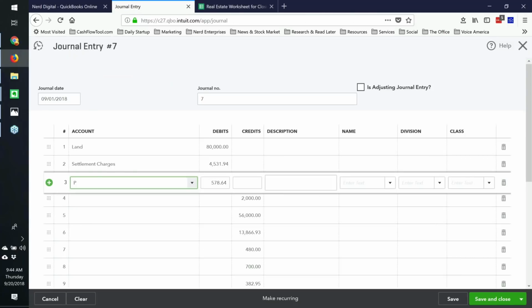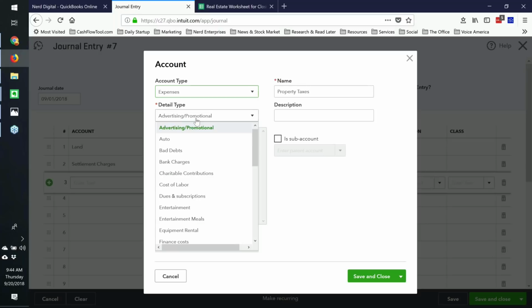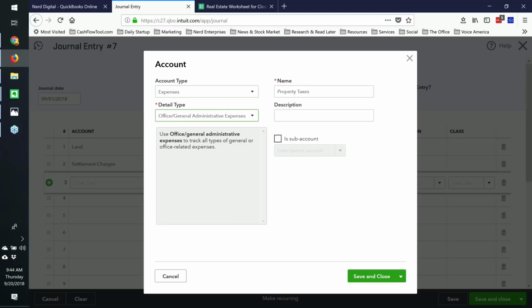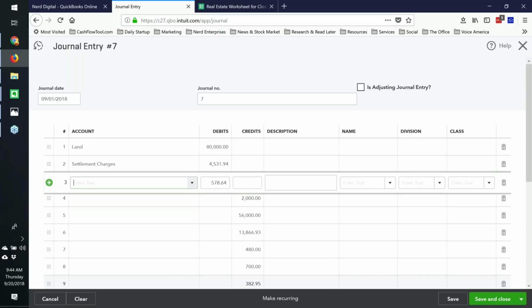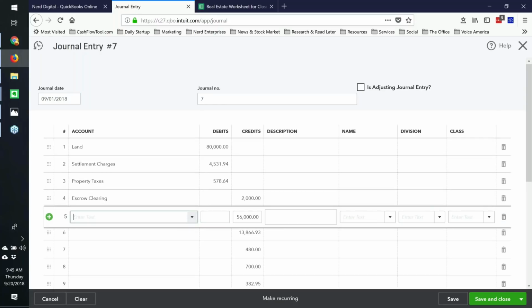Okay, this was property taxes. That most definitely is an expense. And again, I'm just going to stick this in other miscellaneous for the detail type. Okay, now this is what comes out of escrow clearing, right? Because remember, we wrote that check into escrow clearing. When I write a check out of a bank account and it goes into another asset account, I'm effectively debiting the asset, right? And that put it into the asset. And here I'm going to credit the asset to take it out and zero it out.